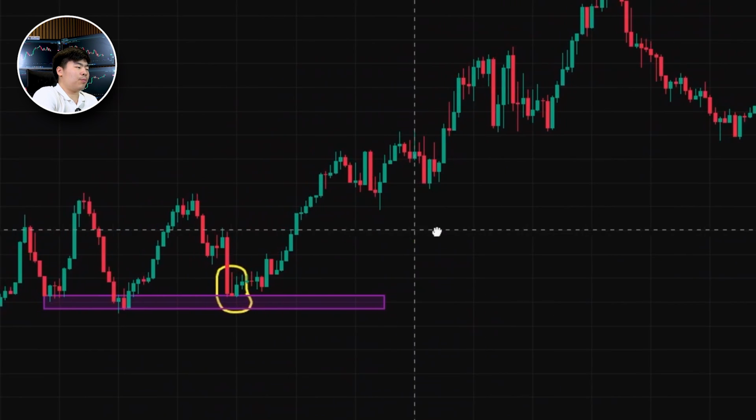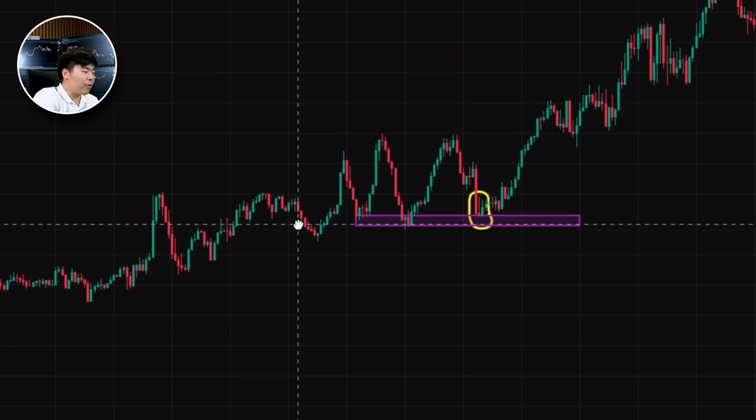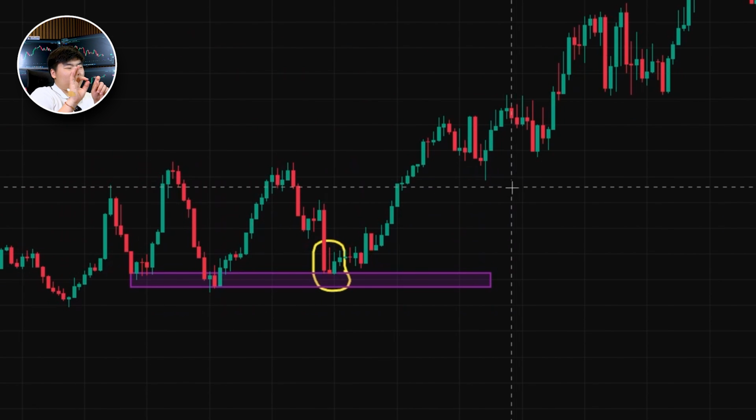So in order to find a support or resistance level, you look around for a price level where the price tends to bounce around. Like every time the price touches that level or area, it always bounces the other way around.